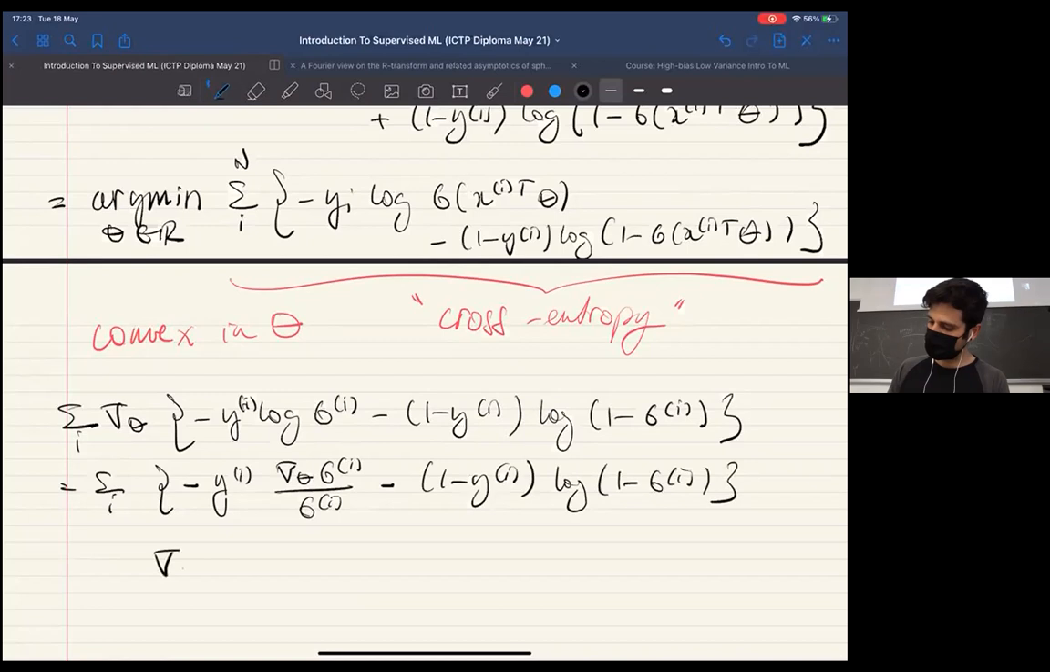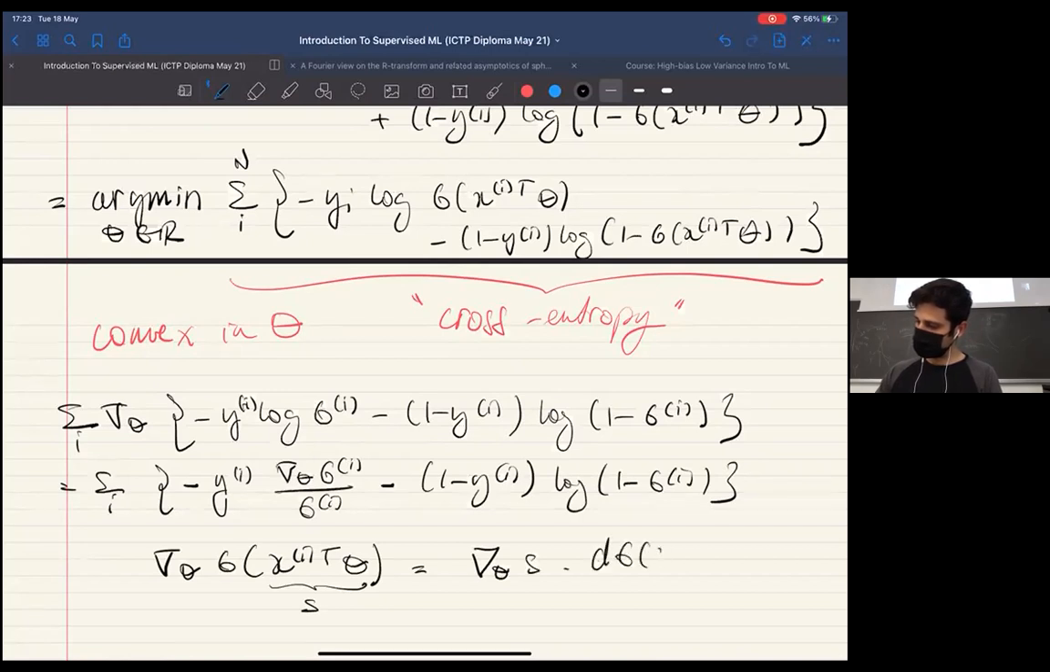So what is the gradient of the logistic? If you call that S, this is a scalar. This is the same as the gradient of S times the derivative of the sigma of S over dS. The chain rule, evaluated in S equal xi transpose theta.